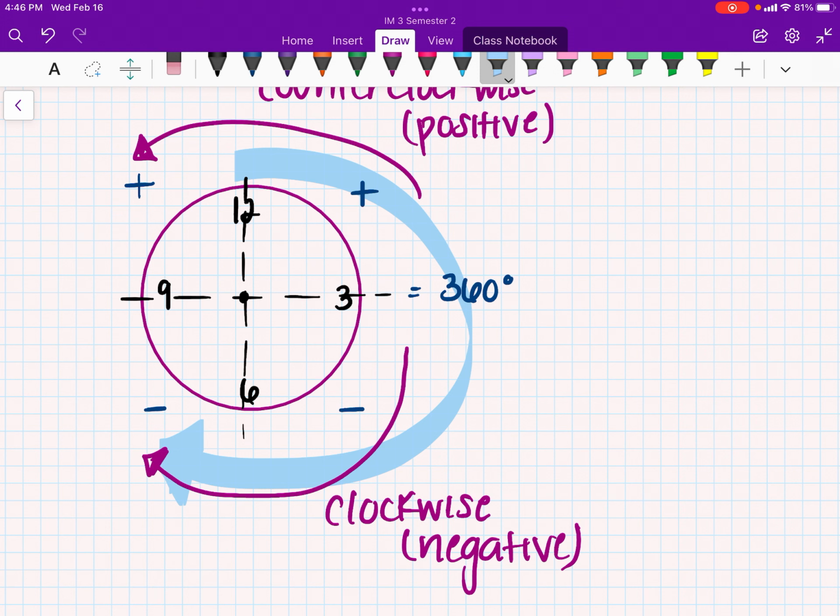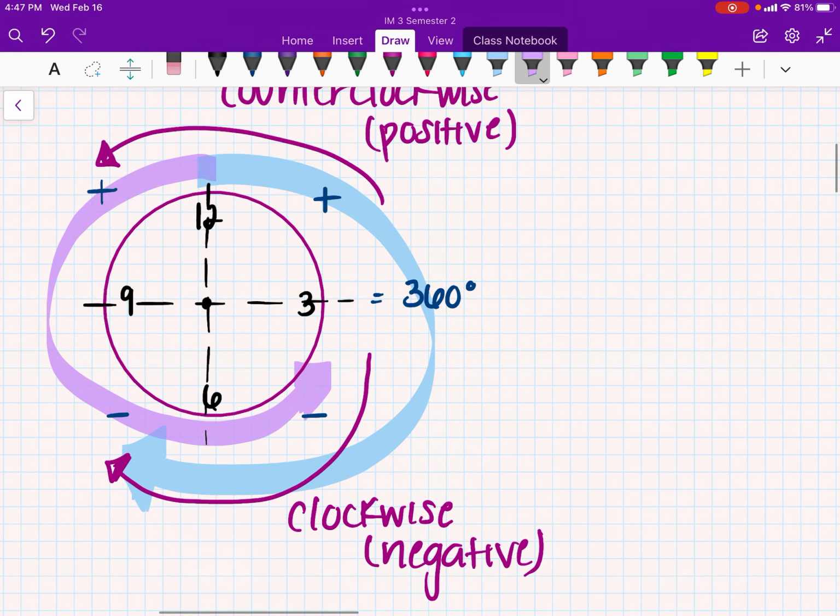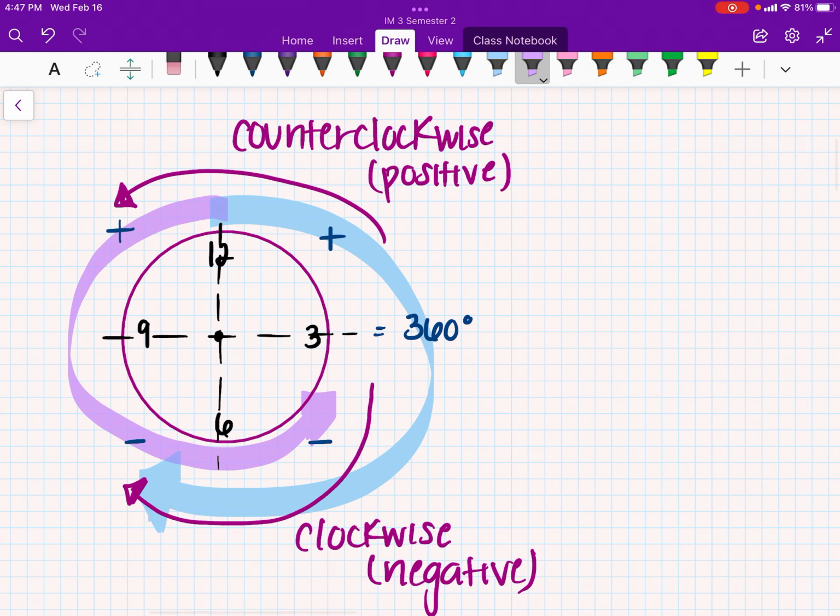Now, counterclockwise is going against the clock. So instead of going right, we're going left, and this would represent our counterclockwise direction. Now, whenever we're rotating an object counterclockwise, our degree or our angle will be known as a positive angle. So we have a positive angle if we move counterclockwise. If we're moving clockwise, it is going to be represented by a negative.